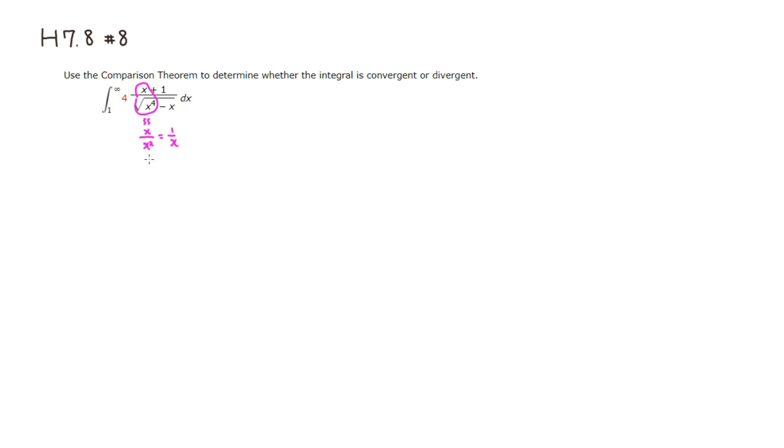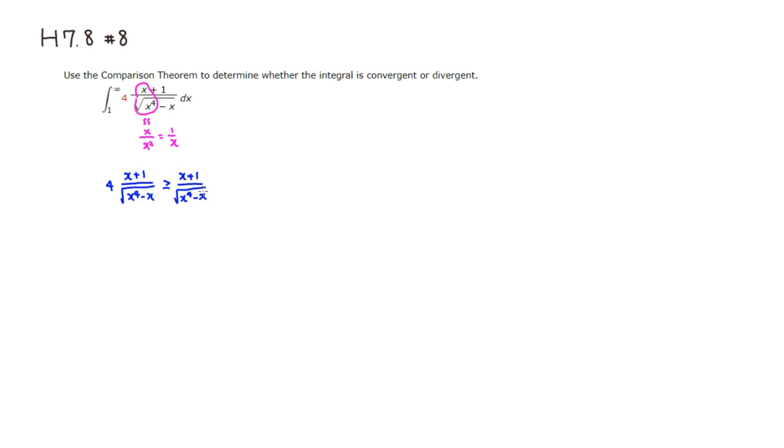So what we want to do is find something smaller that still diverges. So let's do that. I'm going to start with 4 times (x plus 1) over the square root of x to the fourth minus x. I'm going to make it smaller by simply removing the 4, so I'm shrinking to 1/4 of the original size. So you have (x plus 1) over the square root of x to the fourth minus x.